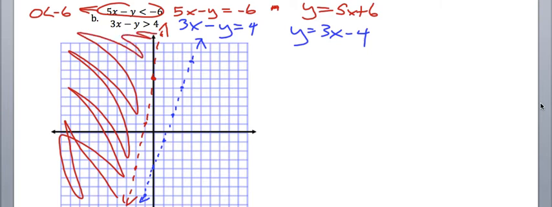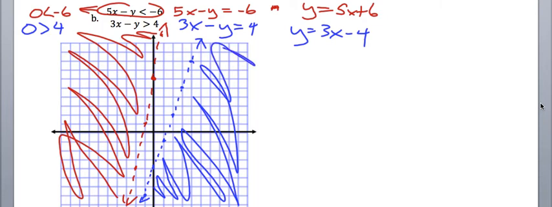Okay, and then the next one, 0, 0, gives me 0 is greater than 4. That one is also false, so I need to shade on the bottom side over here because I don't want to shade that 0, 0 in. So what's really interesting about this one is that there isn't actually an overlapping region.